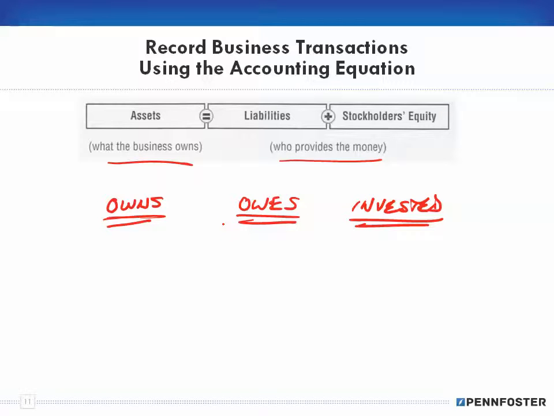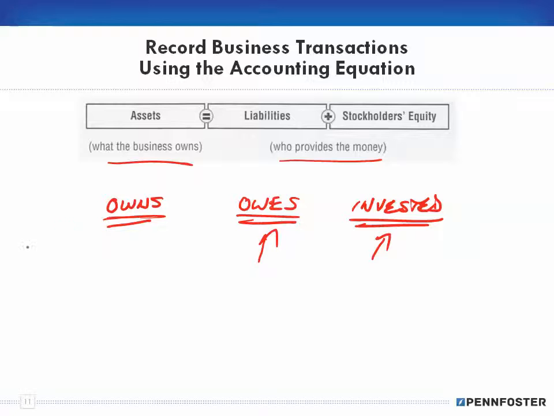So it says who provides the money. Well, if I take out a loan, yes, that's money coming into the business, but I have to pay that back. That's why I owe it. And if I have equity, someone invests in the business, that's money the business is using. That eventually gets returned if the business ends up closing, or if it's drawn out of the business. So the definition of an asset is what a business owns. The definition of liabilities is what a business owes, O-W-E-S, and the definition of equity is what's invested in the business.